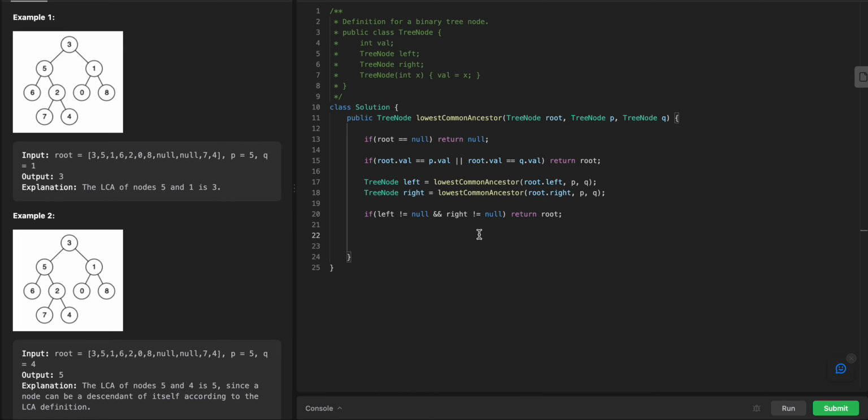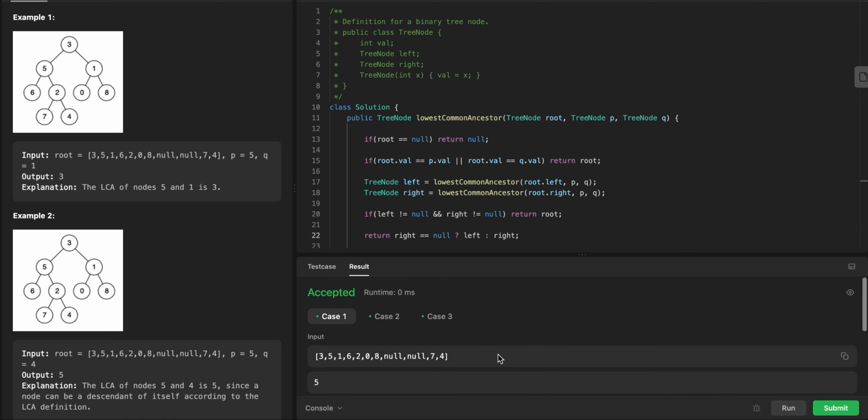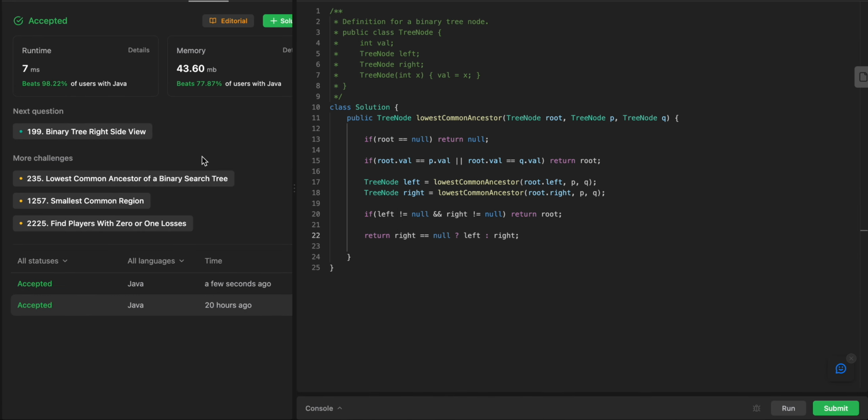What if either of these is null? If the right is null, then we can return left, and likewise if the left is null we return right. If both the right and left are null, then in any case we are going to return null, so that should be all right. Now let's check our code. Okay, let's submit our code here. Oh, great. So yeah, we're done.